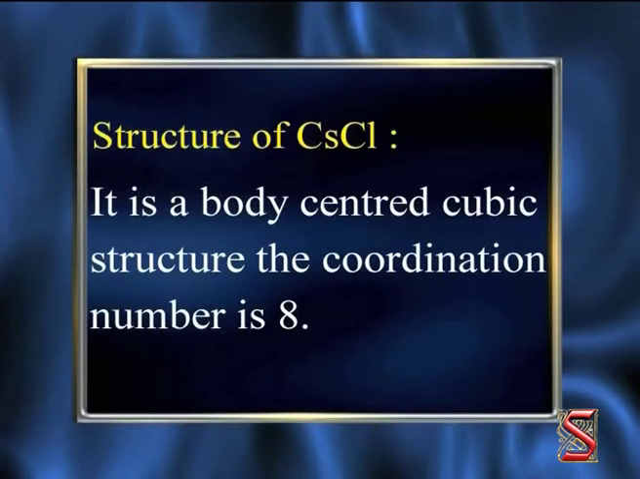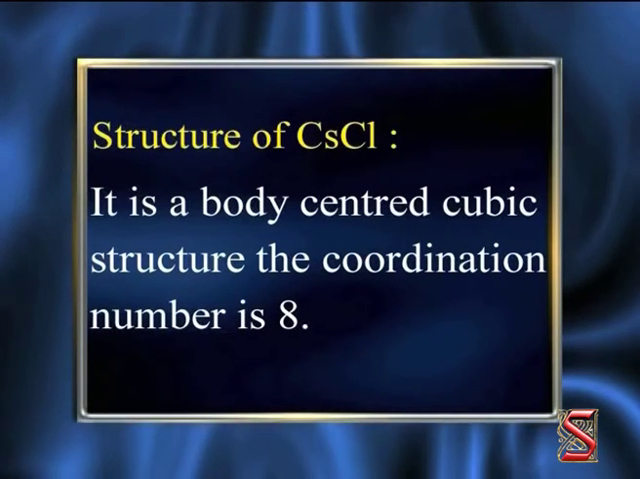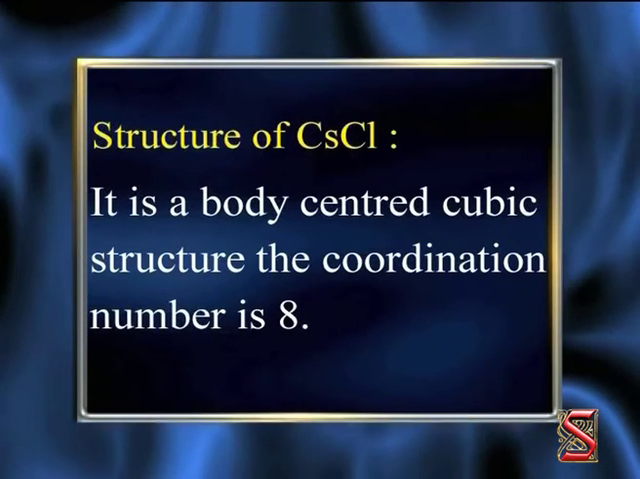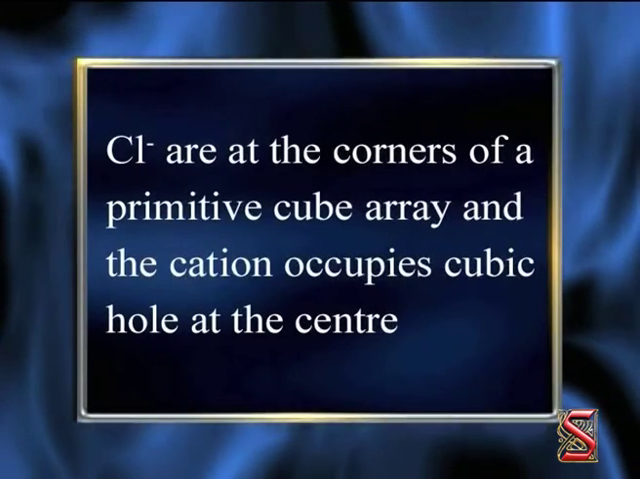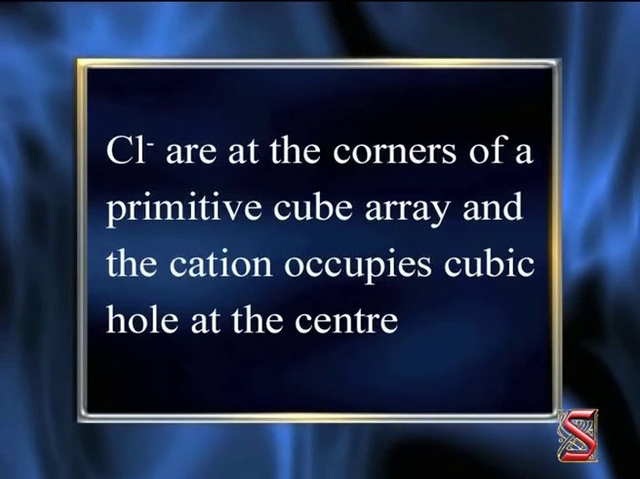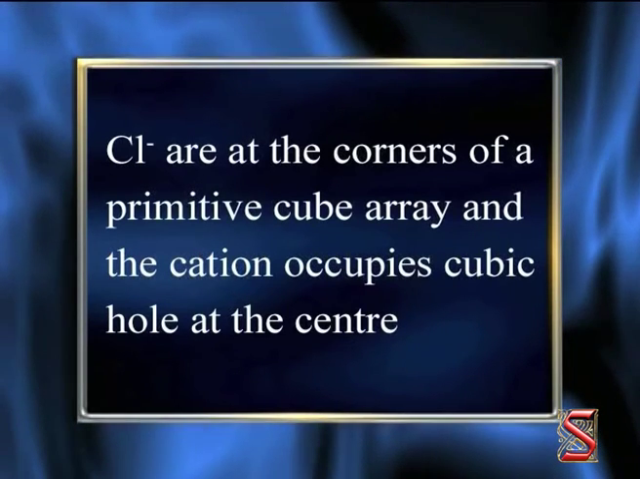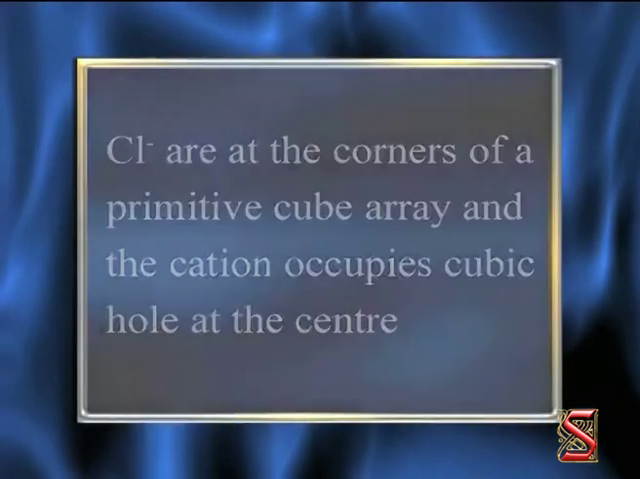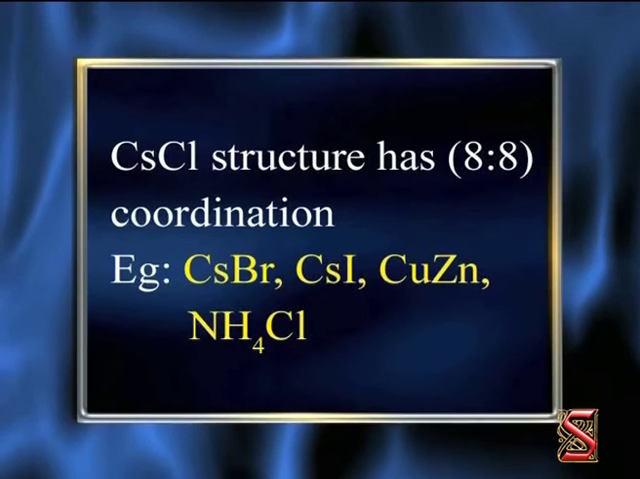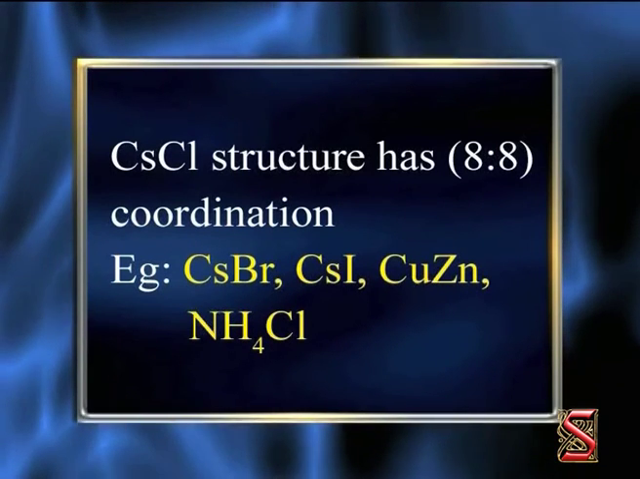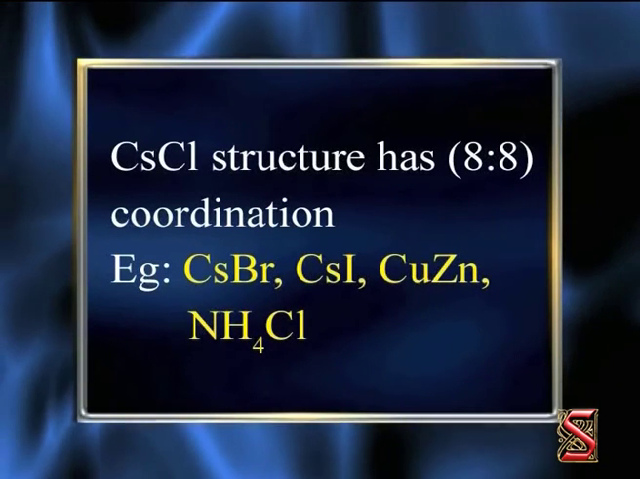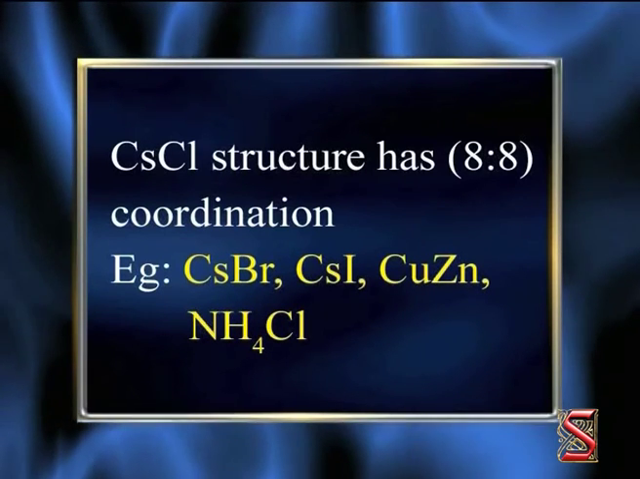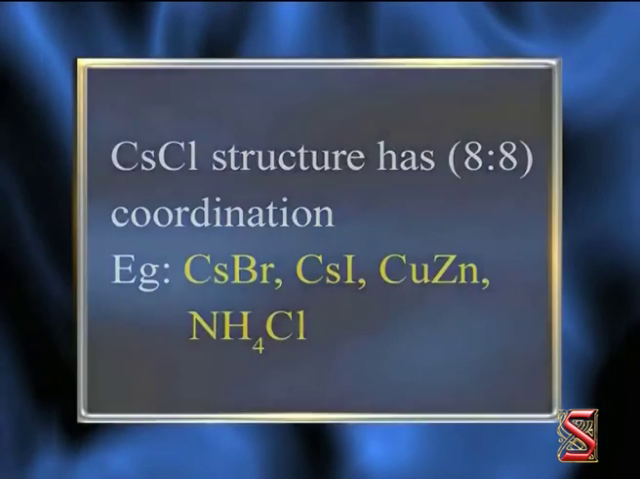Structure of cesium chloride. It is a body centered cubic structure. The coordination number is 8. Chloride ions are at the corners of a primitive cube array and cations occupy the cubic hole at the center. Cesium chloride structure has 8-8 coordination. Examples: cesium bromide, cesium iodide, copper zinc alloy and ammonium chloride.